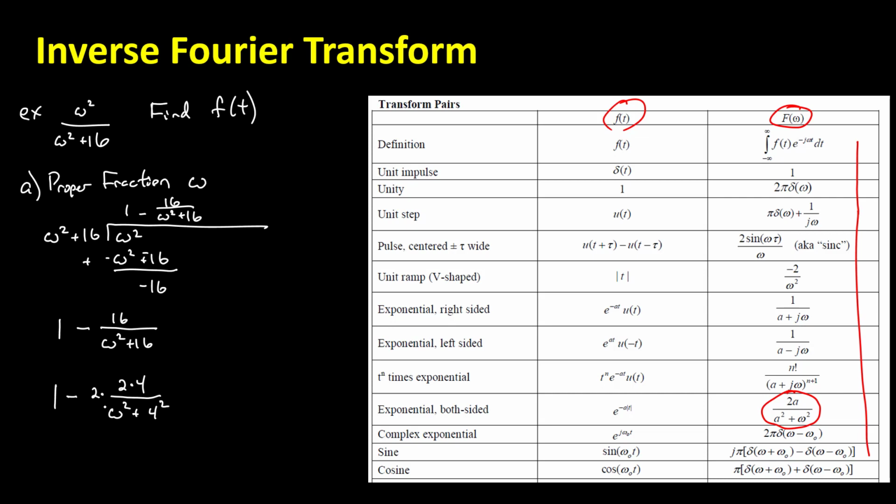And now we can find the inverse transform. Now the inverse transform is the inverse transform of 1, which here is a unit sampling function, minus 2 times this, which reads exactly onto this with a being 4, so therefore that's the same thing as e to the minus 4 absolute value of t. And that's the solution.